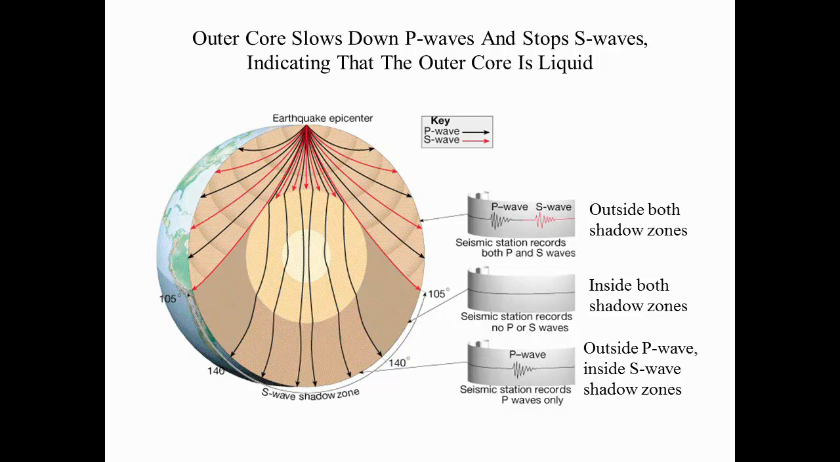Now, the characteristics of these different seismic wave patterns in different parts of the Earth is the main piece of evidence that tells a seismologist that the outer core must be liquid, because it slows down P waves and at the same time does not allow S waves to pass through it.